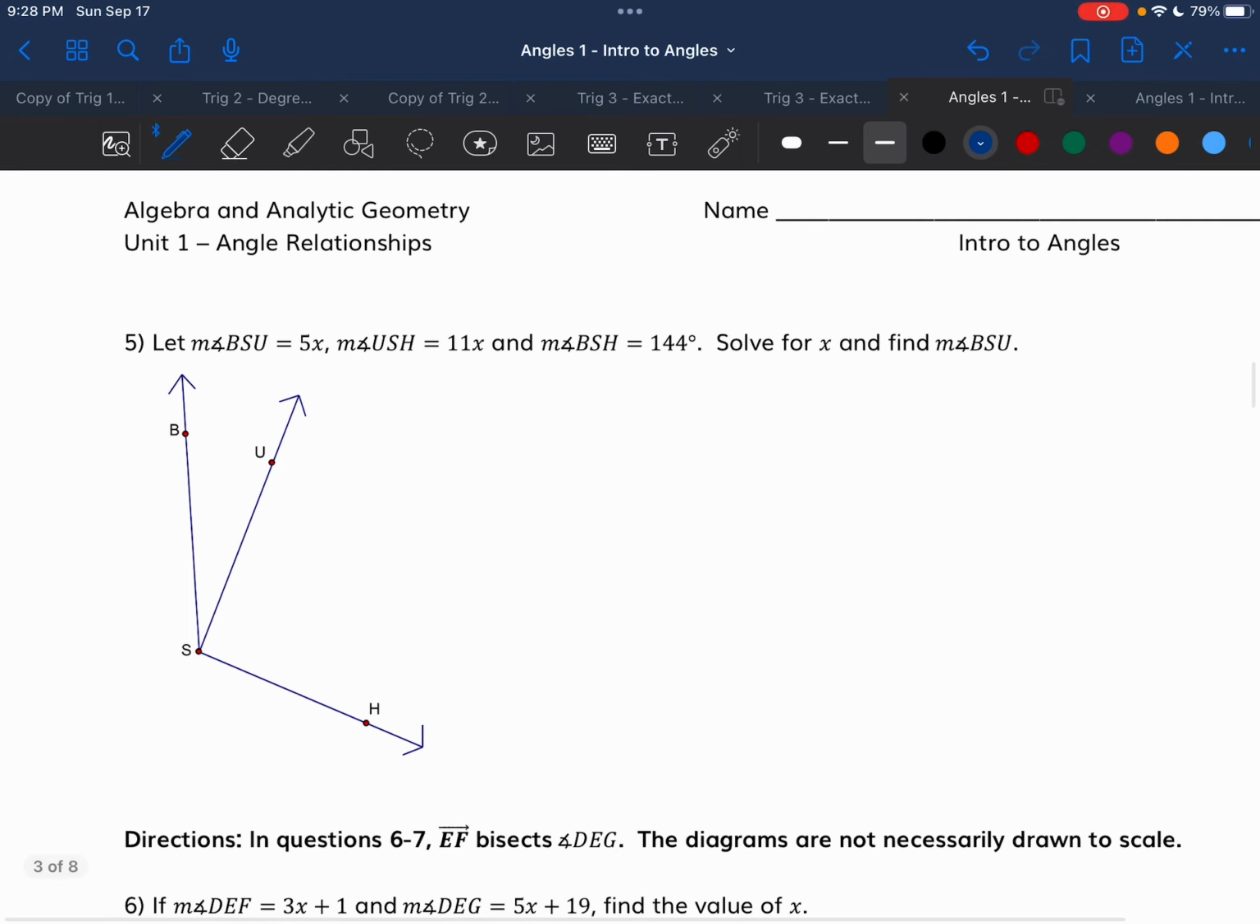Question number 5 is where things start to get a little bit more complex, because now you'll notice we're given 3 things. Here's a 5x, here's an 11x, here's a 144. So good news, one of them just has a number. The problem that you're going to notice here is that we don't, first of all, have the lovely angle 1, angle 2, angle 7, whatever. We will actually have to do the connect the dots and figure out where we're going.